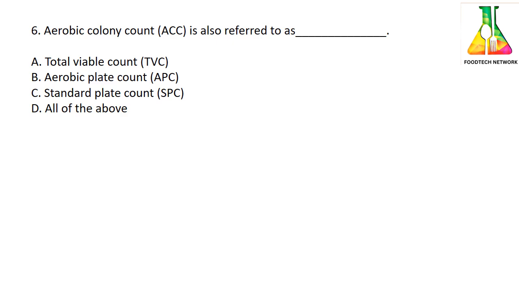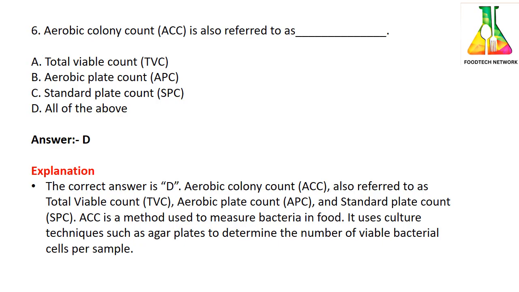Aerobic colony count, that is ACC, is referred to as a dash. Option A, total viable count. Option B, aerobic plate count. Option C, standard plate count. And option D, all of the above. Option D, that is all of the above.